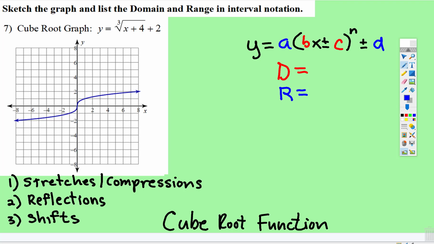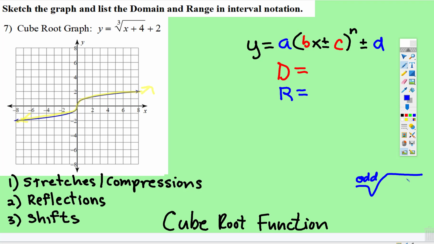Okay, now we're going to transform one example of a cube root function. Notice the parent graph of a cube root. It's going infinitely left and right, and even though gradually, it's going infinitely up and down. So just a good rule of thumb, all odd roots, domain and range are negative infinity to positive infinity.